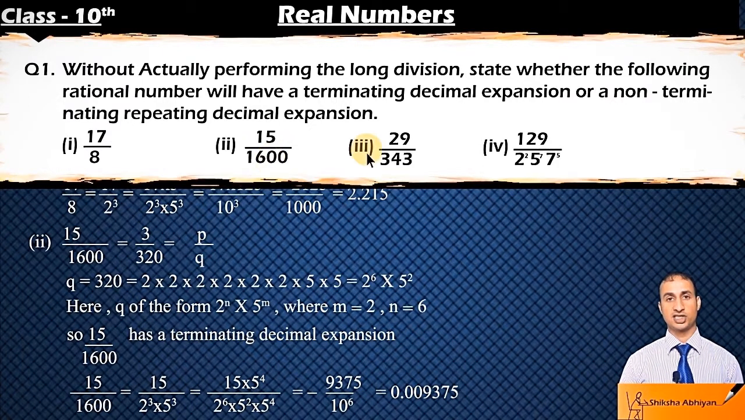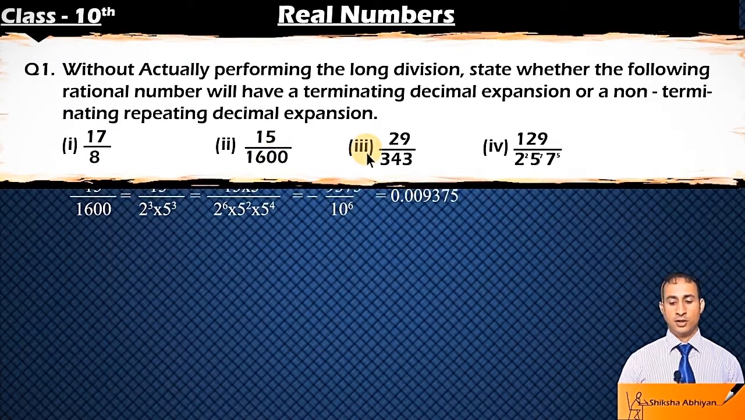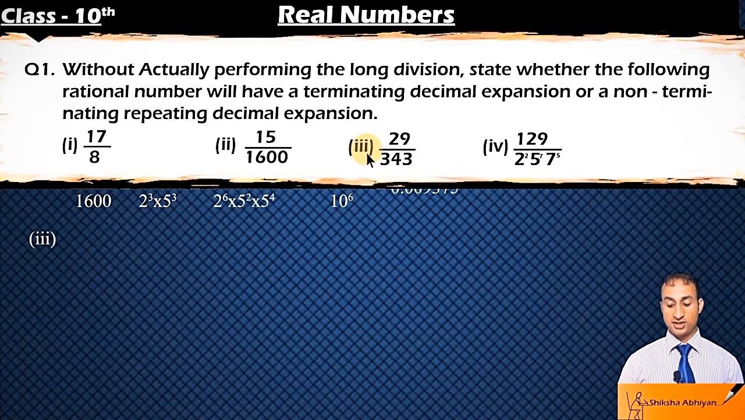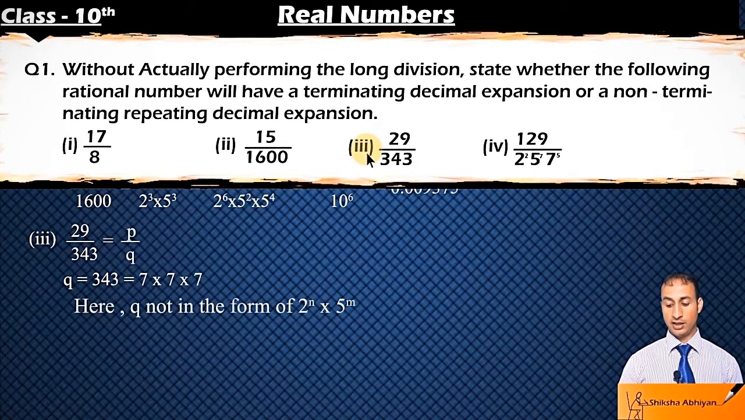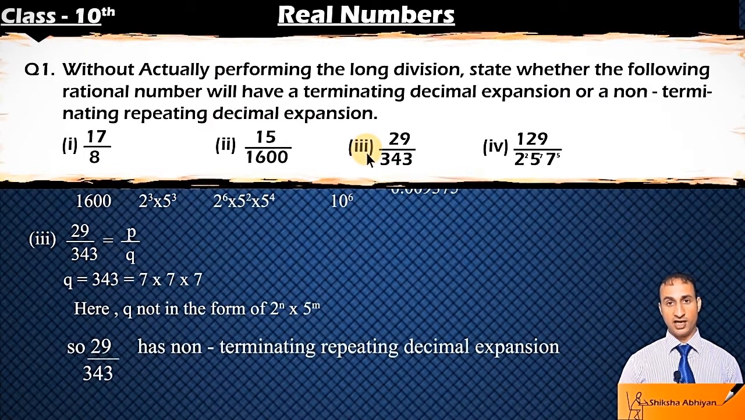Now see the next part. Student, the number is 29 upon 343. That is equal to p by q, where q is equal to 343. Its factorization is 7 into 7 into 7, that is 7 to the power 3. Now clearly q is not in the form of 2 to the power n and 5 to the power m. So 29 upon 343 has a non-terminating repeating decimal expansion.